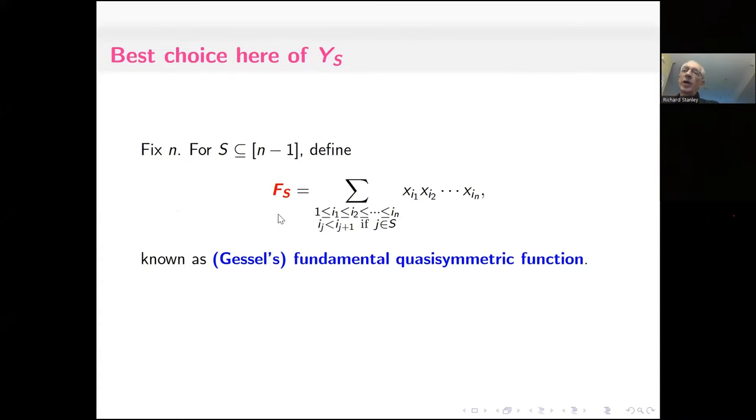Let me remind you of the definition. It's a power series, homogeneous of degree n in infinitely many variables x1, x2, et cetera. It's defined to be the sum over all weakly increasing sequences of positive integers i1 up to in, except there's a condition that there's a strict increase, i_j is less than i_{j+1}, if j is in S, and then the monomial x_{i1} x_{i2} up to x_{in}.